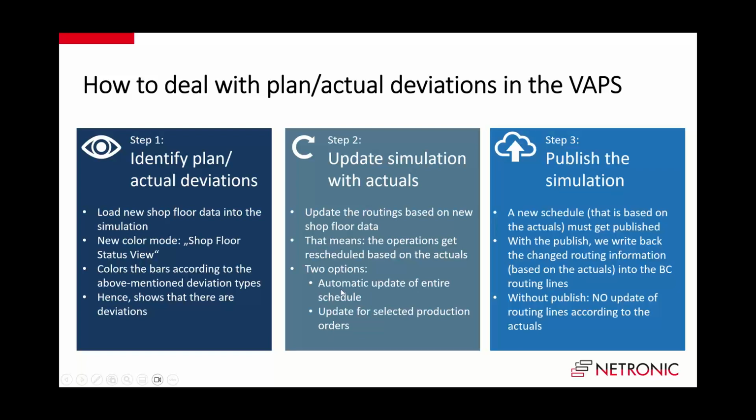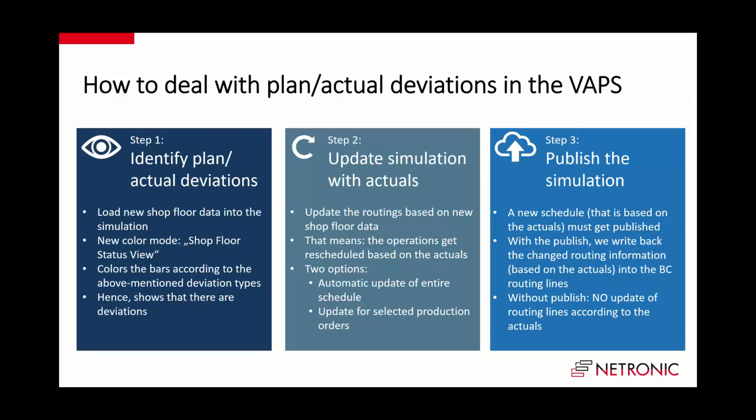And then the last step is super important. You need to publish the simulation, because when we update the schedule based on the actuals, we write, and I have said this a couple of times, we write the capacity ledger entries into the production order routing lines in the simulation. So we now still have simulation data. And if you want to update your Business Central data, if you want to update your Business Central production orders, you need to publish the simulation.